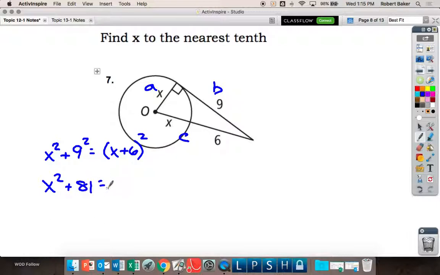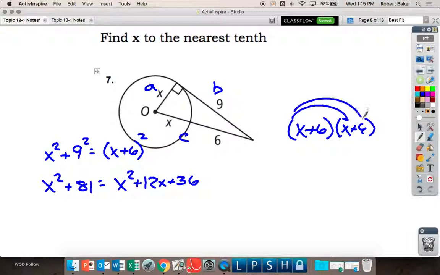X plus 6 times x plus 6. Wasn't it like X squared plus 12x plus 36? Now, some of you guys are wondering, how do we get to that? You can multiply out x plus 6 times x plus 6 and then combine like terms. And that's how you get here.